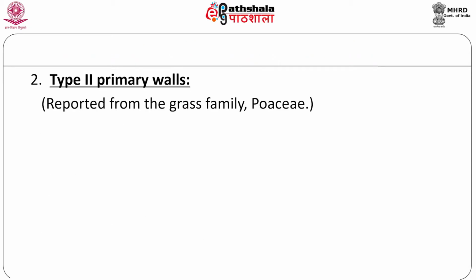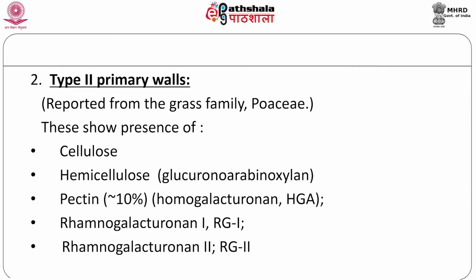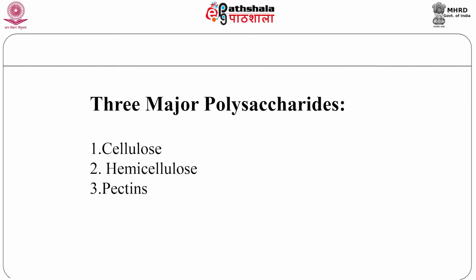Type 2 primary cell wall is reported from the grass family Poaceae. This shows the presence of cellulose, hemicellulose, pectin approximately 10%, homogalacturonan HGA, rhamnogalacturonan RG1 and RG2. There are three major polysaccharides. The cell wall is made up of three major polysaccharides, that is cellulose, hemicellulose and pectins.